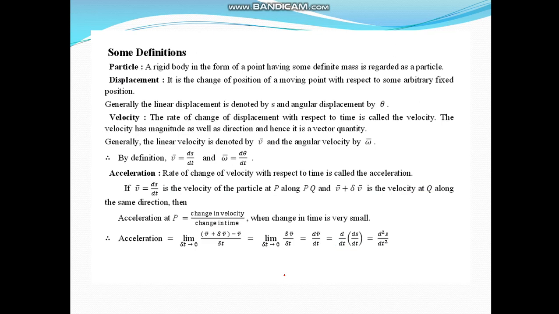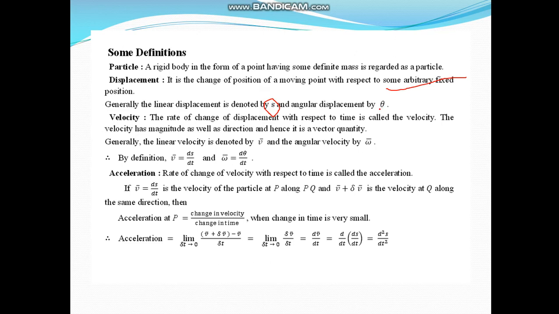Particle, as you know very well, what is meant by particle? A rigid body in the form of a point having some definite mass is regarded as a particle. Displacement is nothing but the rate of change of position of a moving point with respect to some arbitrary fixed position. Generally, the linear displacement is denoted by s and angular displacement by theta.